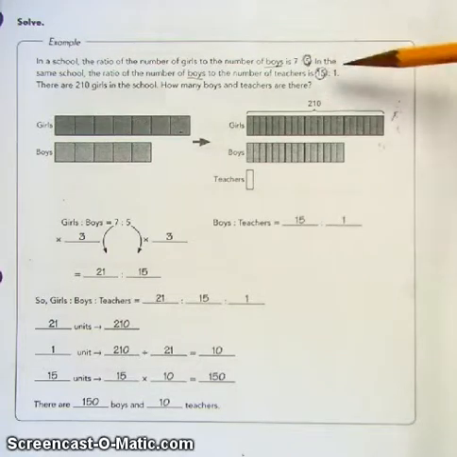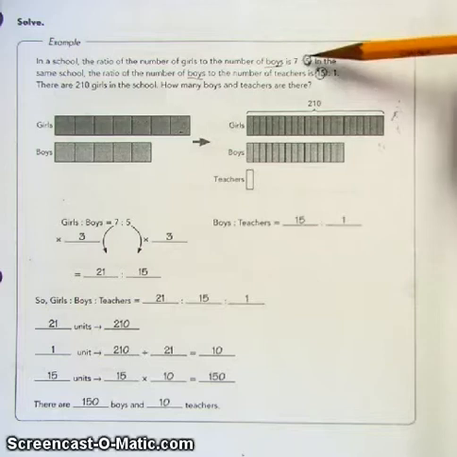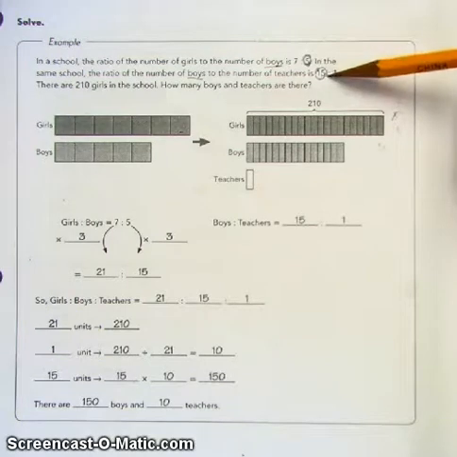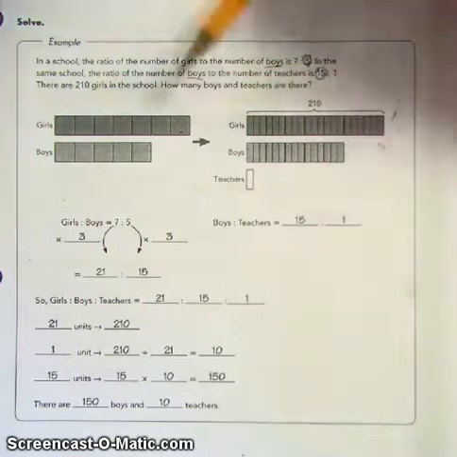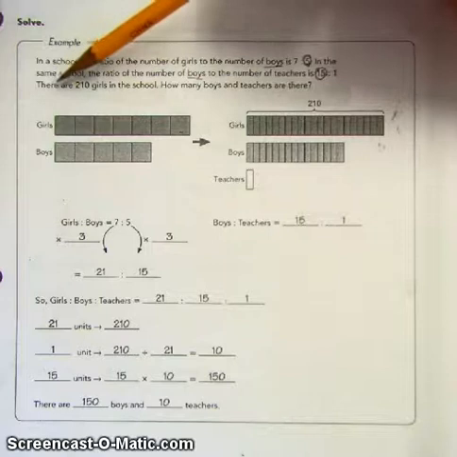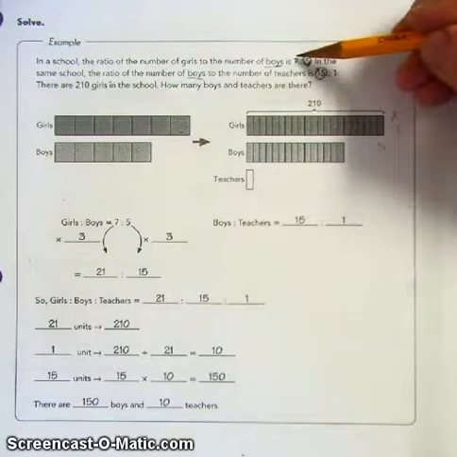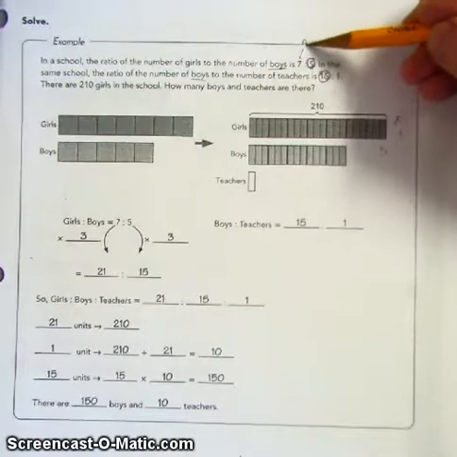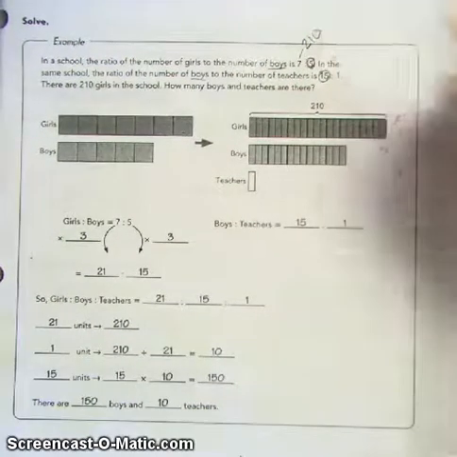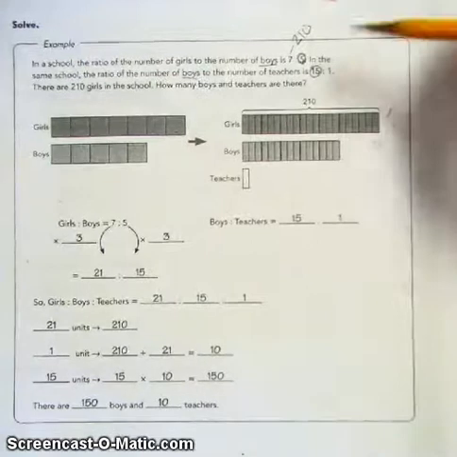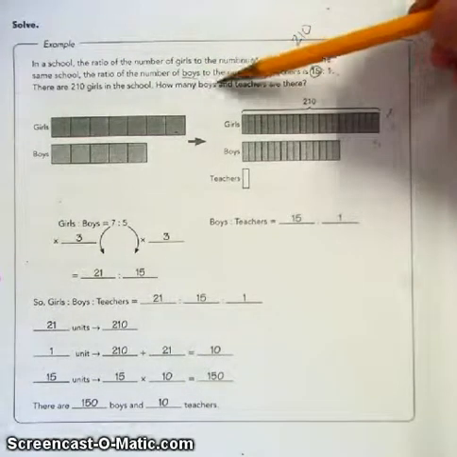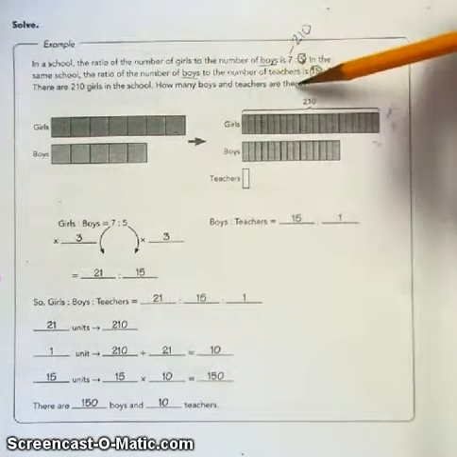And then, as we do with all of our story problems, we figure out what information did they give us and what do they want us to figure out. So here's some more of the information they gave us. There are 210 girls in the school. So we know that this ratio of 7 girls is equal to 210 total. Then how many boys and teachers are there?